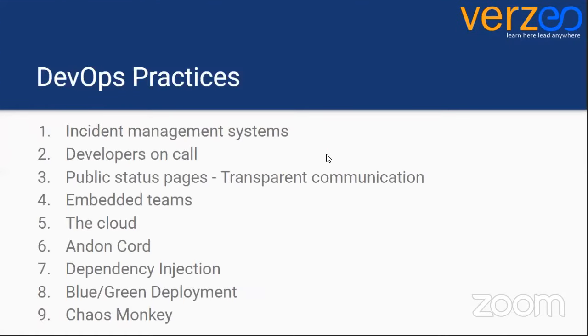And then the second point says developers on call. So why do we have developers? Why should we have developers on the call? See, the first point says raise an incident when there is a bug. So someone has raised an incident.